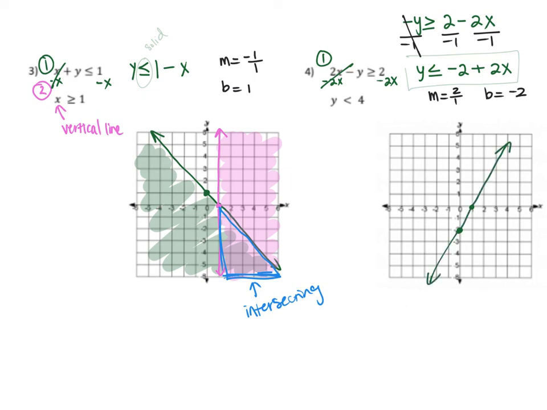So here's my line. And when I shade, it looks like I need to shade below the line because this says y is less than this equation. So below the line would be down here, right? Since these are the y values that are really negative. So I want to shade below this line where I'm heading towards the negative y values.